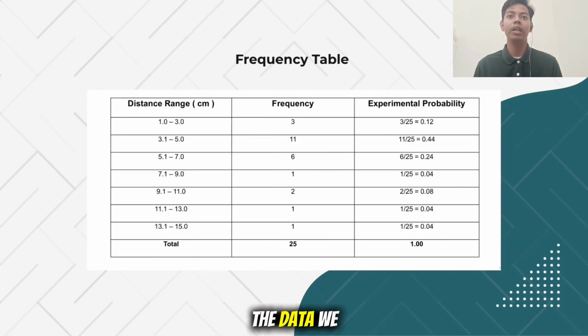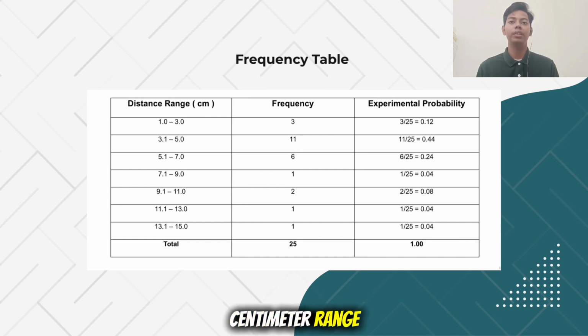When we group the data, we found that 44% of drops land in the 3.1 to 5.0 cm range. This immediately suggests that the distances were not random. They cluster in this medium range.